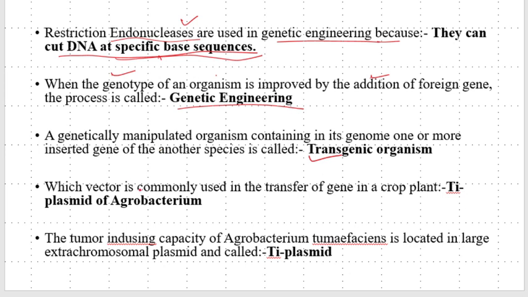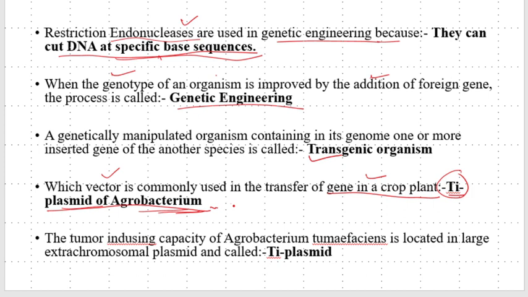Now, which vector is commonly used in the transfer of genes in crop plants? Which vector is always used? That is the Ti plasmid of Agrobacterium. This name you should know very well.